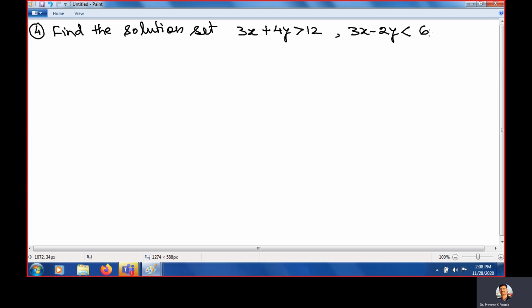No problem. We'll find the solution set. Here, in the solution set, you will not get a particular value, meaning you will not get the value of x and y. There are many values of x and y. That's why we are finding a portion, a region.